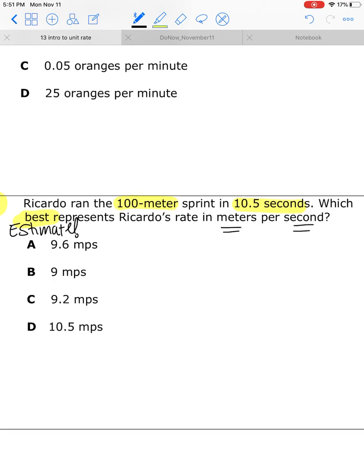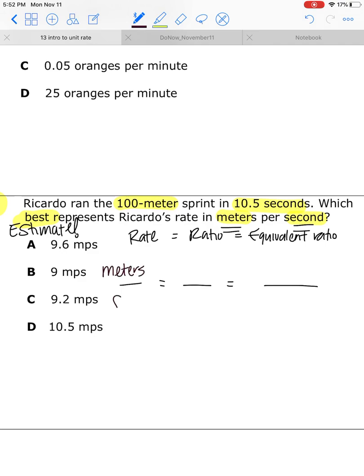So we're solving, and the first thing that I want to write is my rate. My ratio, of course, and then I'm solving for an equivalent ratio. So I'm going to go ahead and start setting up my proportion. What am I comparing? Well, I'm comparing meters to seconds. I'm going to go ahead and put meters on top, my numerator, and seconds on the bottom.